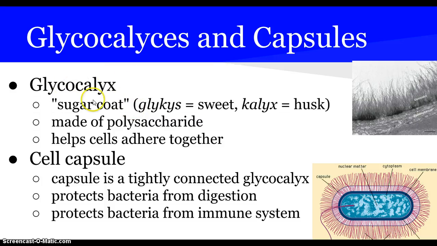So what happens if a glycocalyx is actually pretty tightly wound around the bacteria? Then it becomes a cell capsule. So it's just like a very tight coating of this sugar. And this can protect the bacteria from digestion and protect the bacteria from the immune system of any host that it is in. And this can really help. I mean, it's a thicker, more tightly bound layer, so it's more protective, but then it's going to be less sticky because obviously loose things have more surface area to stick together with.